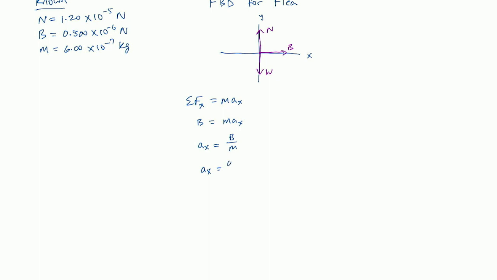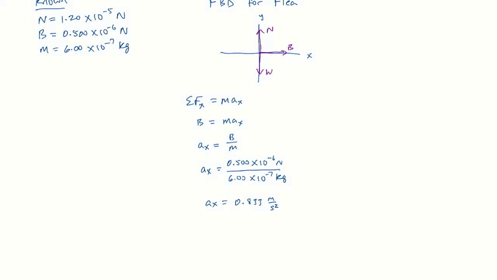All right, breeze force is 0.500 times 10 to the minus 6 newtons. We're going to divide that by 6.00 times 10 to the minus 7 kilograms. Dividing gives us a value of 0.833. We can keep the units as newtons per kilogram or the equivalent meters per second squared. All right, so there's one component of acceleration.